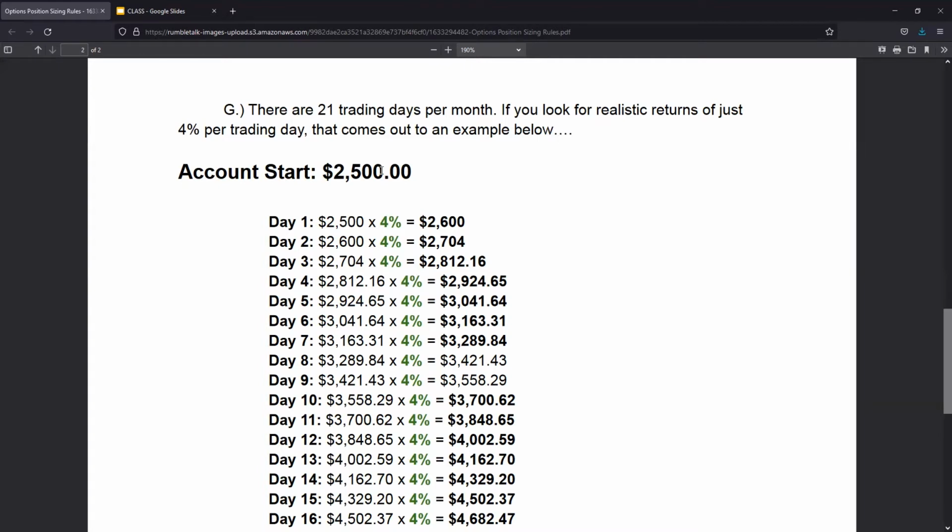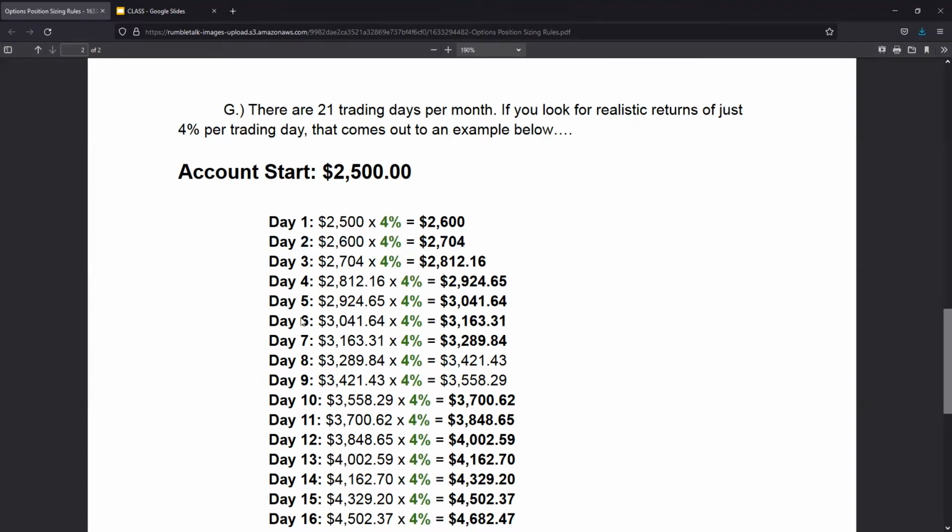So now you took that $2,600, 4% return, $2,704. Day 3, you're starting with $2,704. You make a 4% return. That account went from $2,704 to $2,812. So you see, you're starting off with small returns, from $2,500 to $2,600. That's a $100 profit on that first day. Now on the second day, $2,600 to $2,704, it's $104.